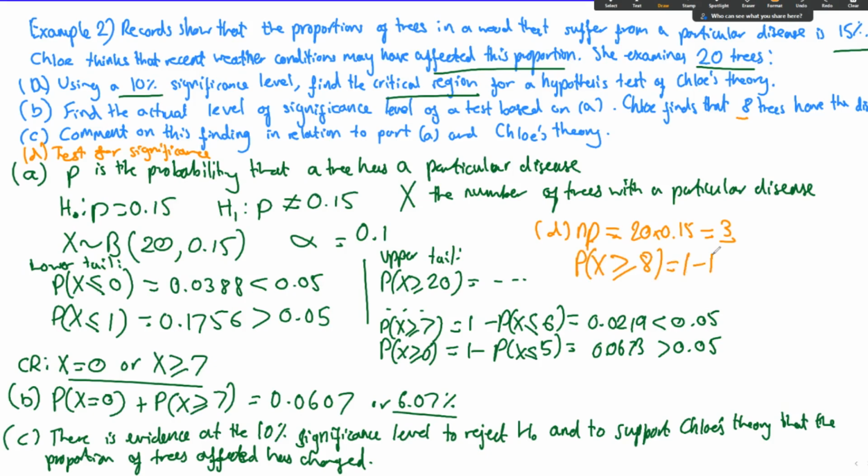Or 1 minus the probability of x is less than or equal to 7, and that will be less than 0.05, which will also prove it. So you do also halve the significance. All you need to remember is you need to use the expected value to see which tail to take.